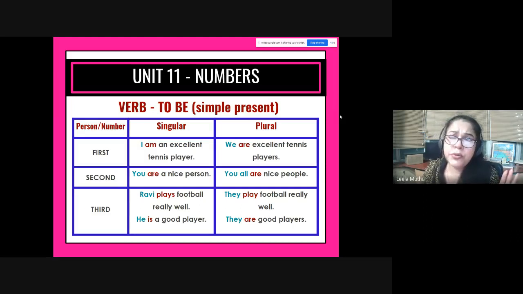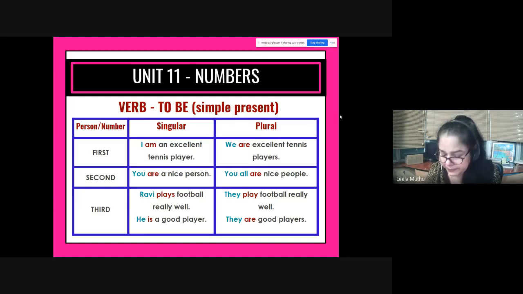Am, no. He, she, or it are, no. He, she, or it is. Is is the singular verb in this case. But when you speak about the third person plural, we say they are. So you must know this really well. I am, you are, he is, she is, it is. And then we are, you all are, and they are.